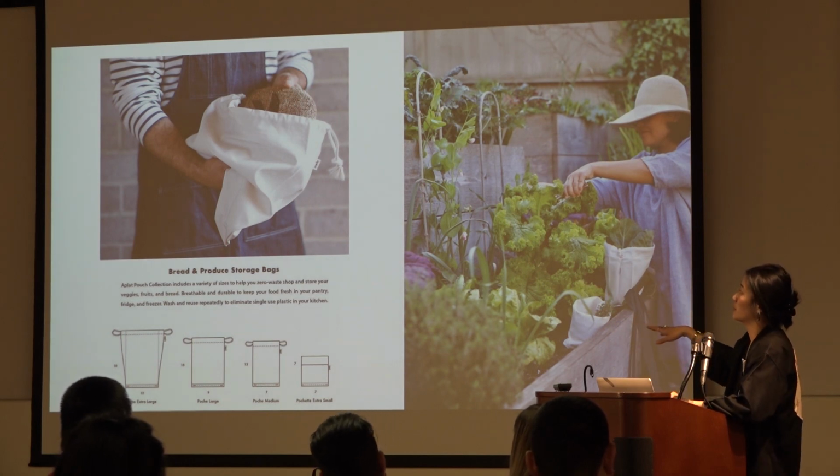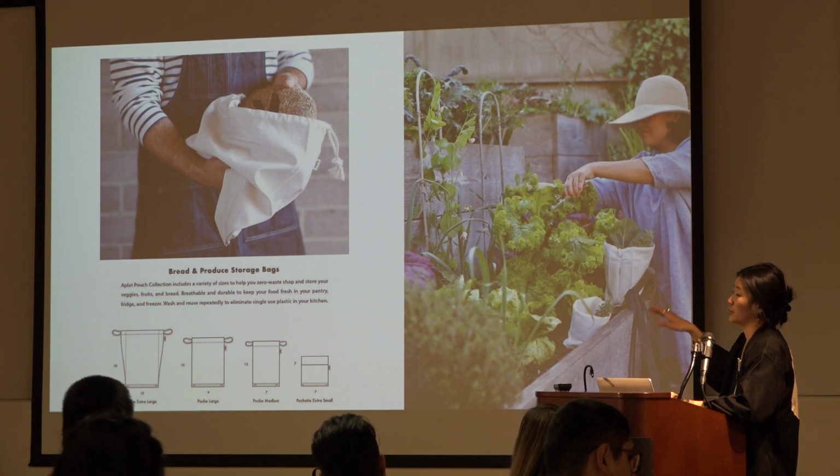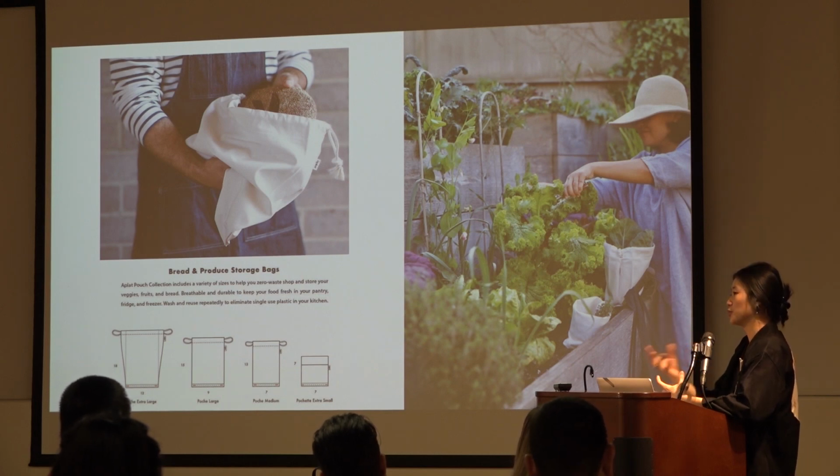but actually storing your bread and produce in organic cotton preserves them for a lot longer. It lets the vegetables breathe while absorbing the moisture, that oftentimes is what makes it wilt faster, especially for leafy greens or mushrooms.